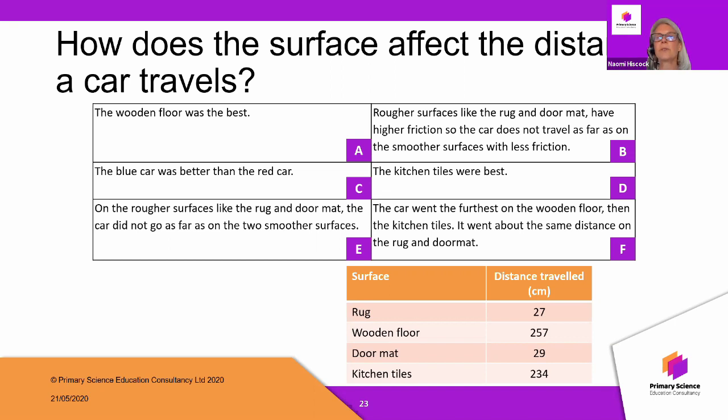And then we get on to B: rougher surfaces like the rug and the doormat have higher friction. So here we've now got that vocabulary that we would be looking for. So the car does not travel as far. So we're linking the word with an understanding that shows that we know what it means, as on the smoother surface with less friction. And that is what we would be looking for the children to include. That's not going to happen unless we model it to them and give them time to practice and refine what they're writing so they get to that.